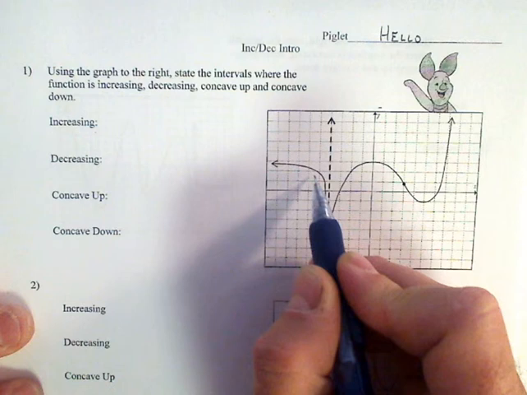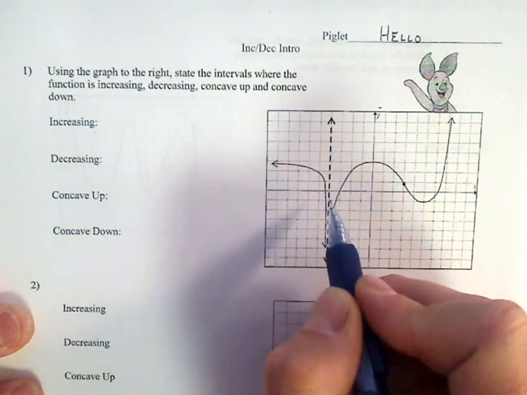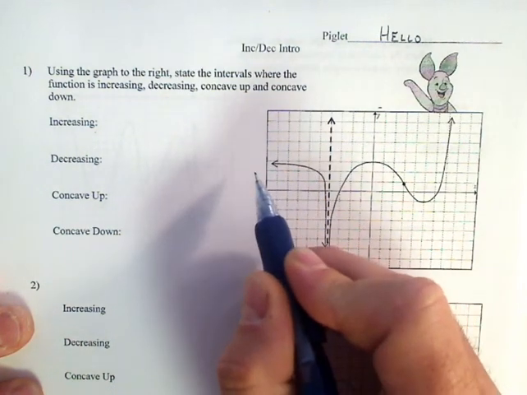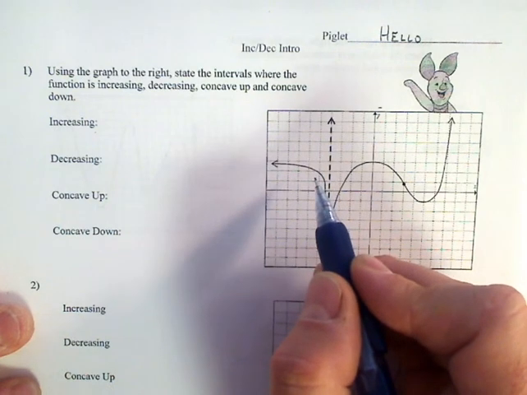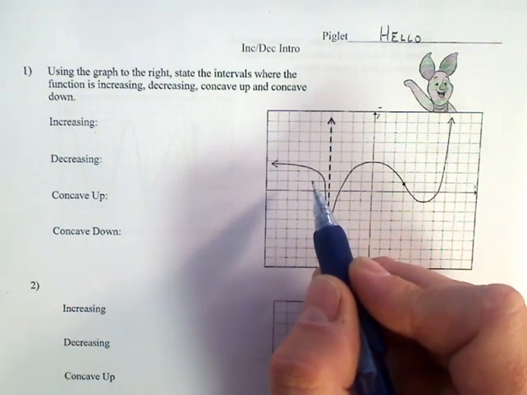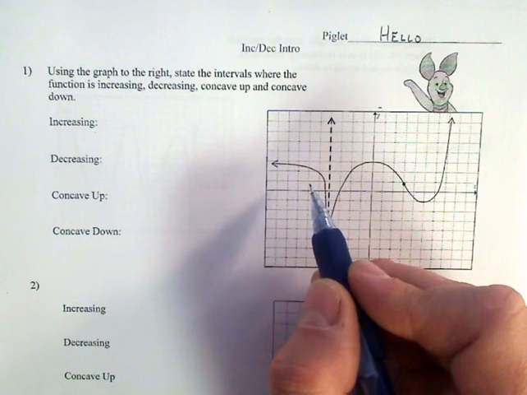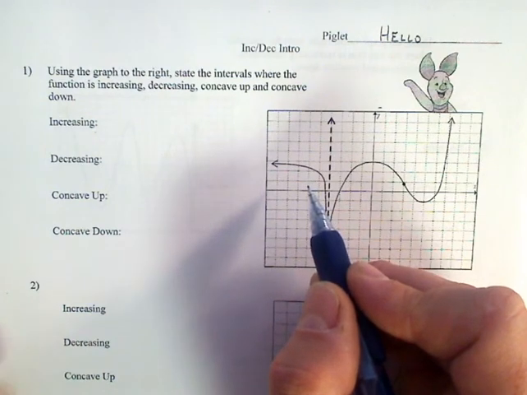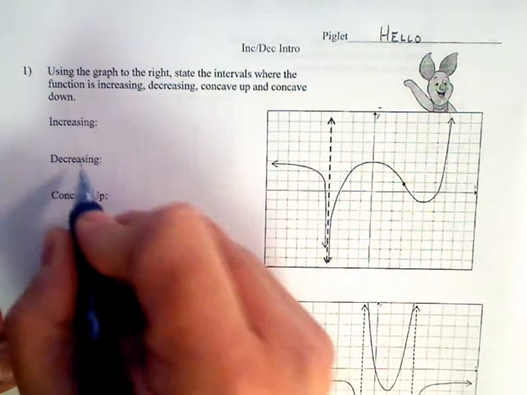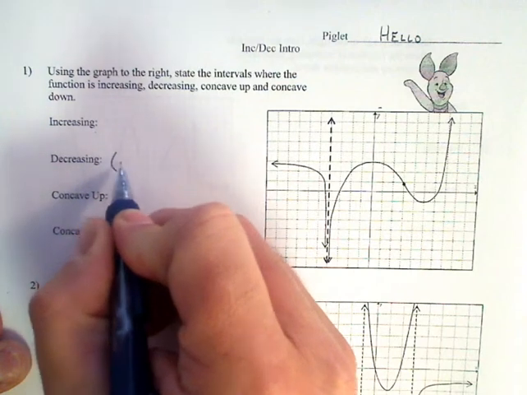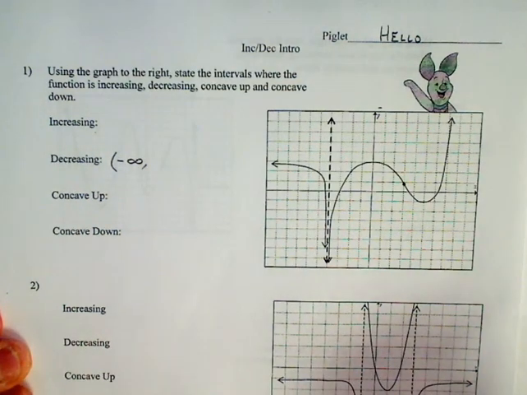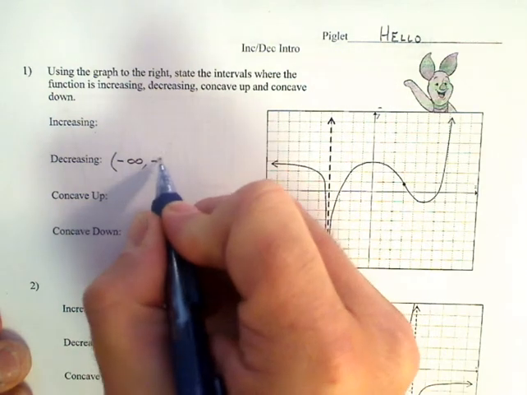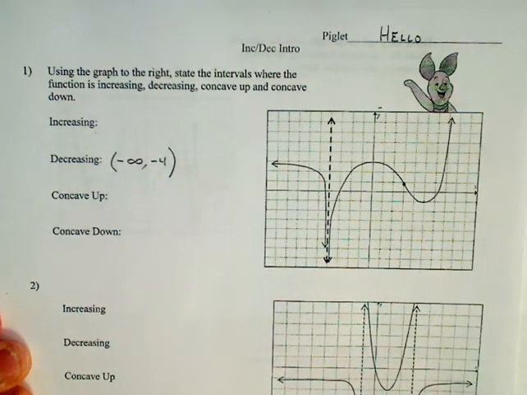And it's going down the entire time until it gets to this asymptote. So basically, from the far left, which is negative infinity, to that asymptote, the graph is going down or decreasing. And the notation that you use right here is just like you did domain and range from Algebra 2, which you may or may not have remembered. So decreasing, we're just going to use parentheses from negative infinity to the x value of that asymptote, which is -4. So it's decreasing in those x values.